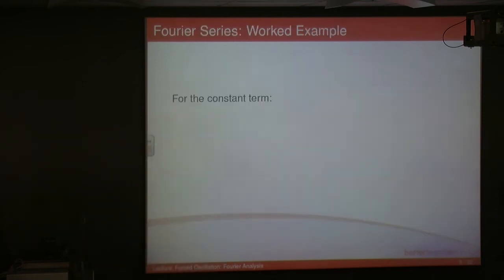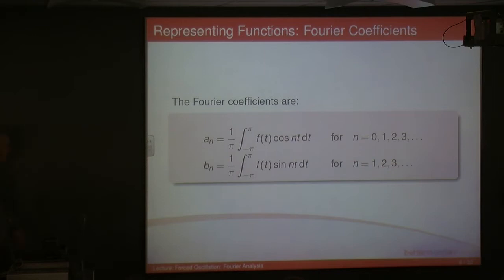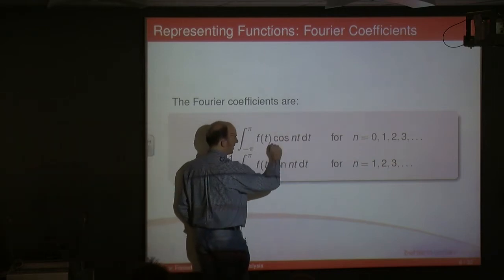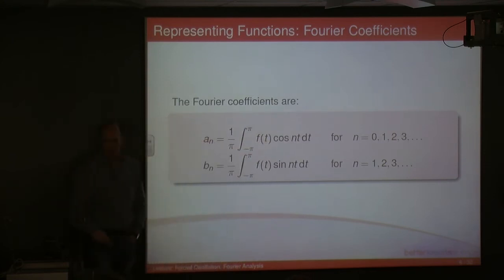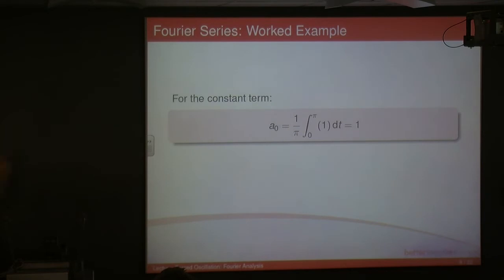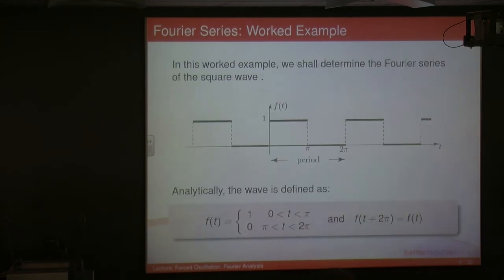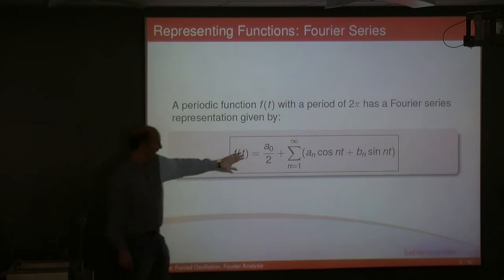Before we look at bn, there's the constant term. If you remember back on this page, if n is 0, cosine of 0 is 1, so we just have the function between minus pi and pi times the function. Again, we know that between minus pi and 0 it is 0, but if I work out a0, we get a value of 1. Now, that's the constant term, but if you look at the equation, it's a0 upon 2. So in fact, this constant term is a half.